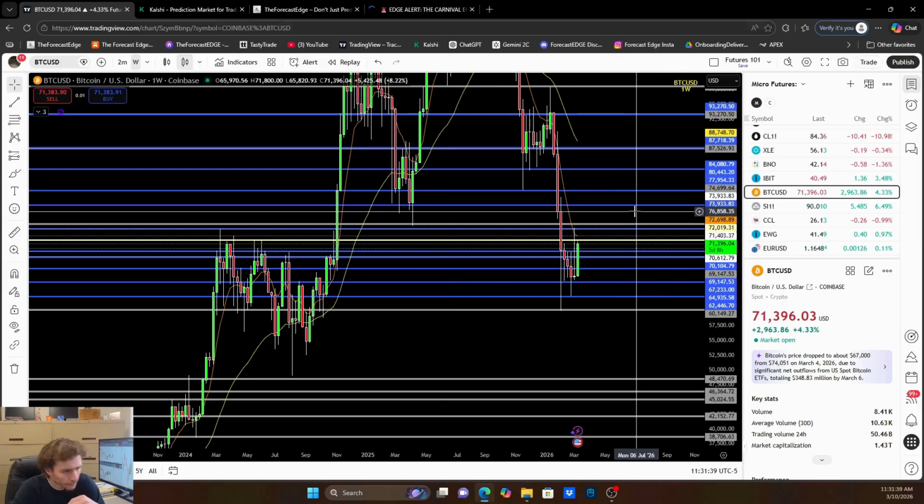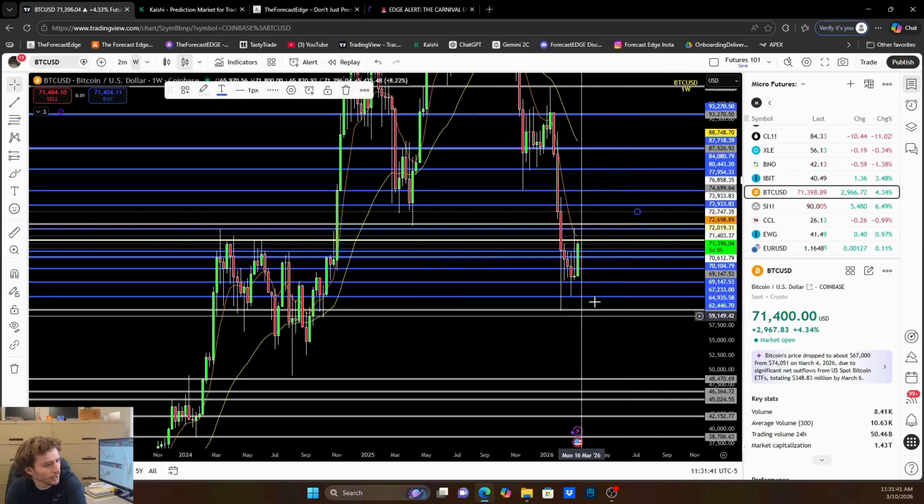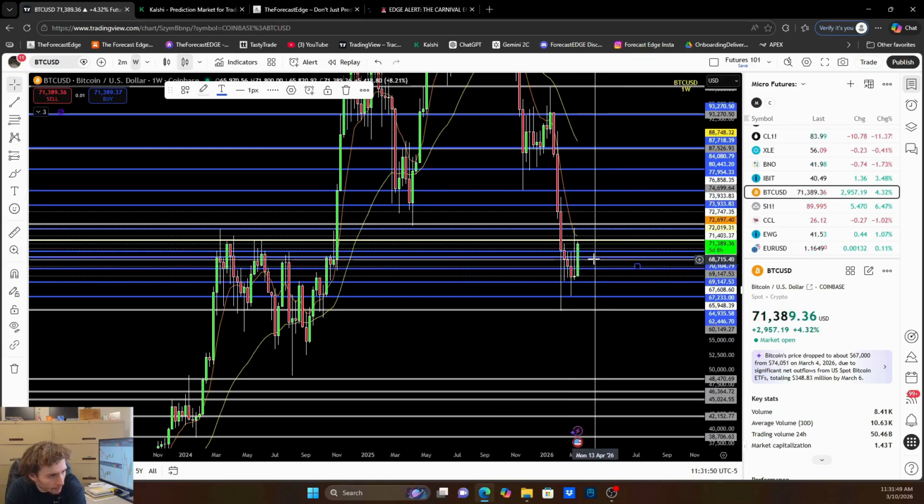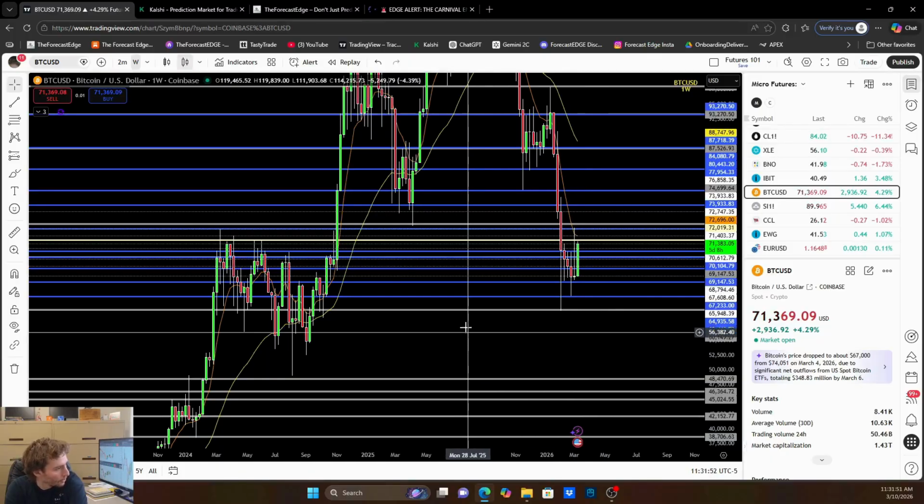Okay? I'll give you one up here. And then here are your supports. Look at the setup. I like the way that these candles are forming. Nice doji candle here. Maybe an extension back up. Let's see. We will see.